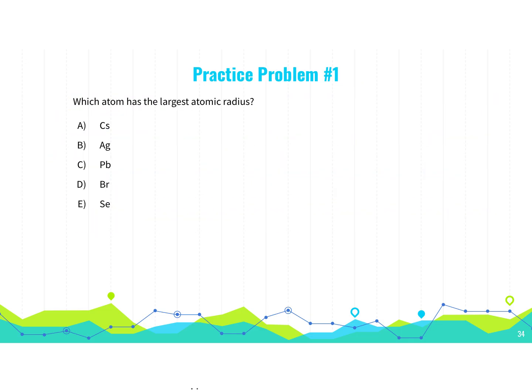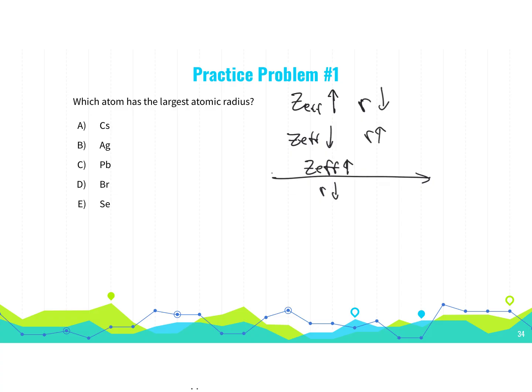So finally, I have a little practice problem here for you. This is asking which atom has the largest atomic radius. If we're thinking of this in terms of Zeff, effective nuclear charge, right? As Zeff goes up, radius, or R, should be going down. As Zeff goes down, radius should be going up. So as we go across the period, Zeff is increasing, so radius should be decreasing. So if we're looking for the largest atomic radius, it should be towards the left side of the periodic table.